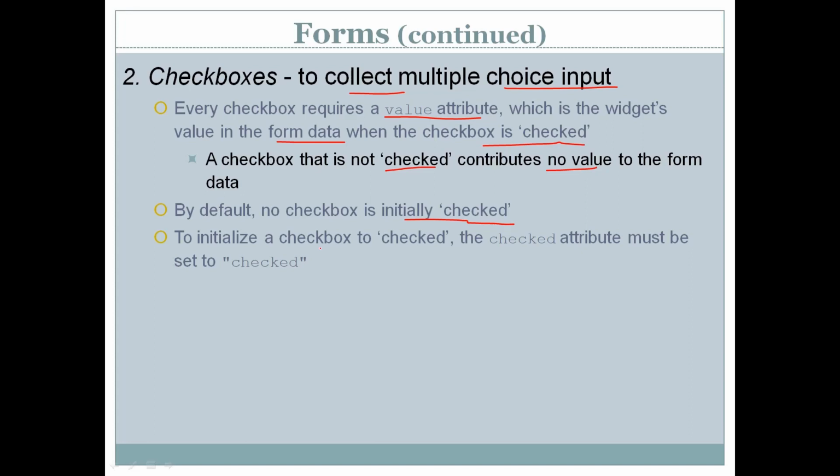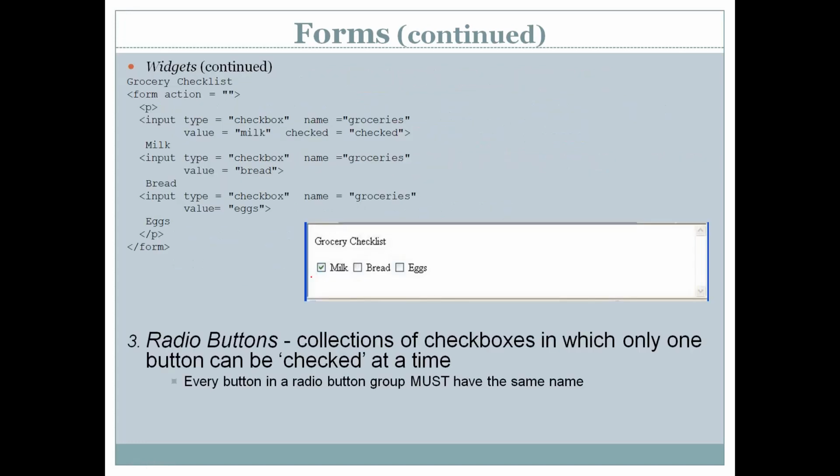To initialize a checkbox to checked, the checked attribute must be set to checked. If you want some checkboxes to be checked initially by default, then you have to use one more attribute in the input tag. The attribute is checked and the value of that attribute should be set to checked again. Okay, let us see an example of how we can create a checkbox here.